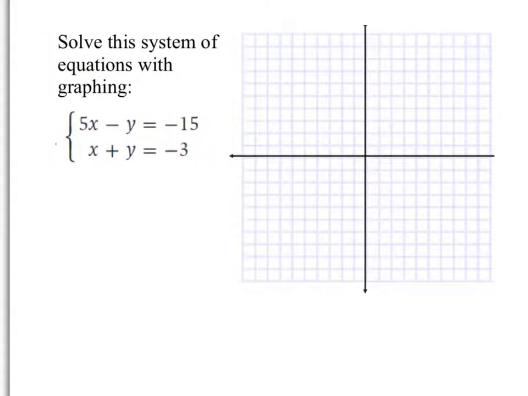Let's try solving one more with the graphing method. Let's look at our first equation. 5x minus y equals negative 15. So I'm going to start by finding both x and y intercepts. So I can plug in a 0 for the x, I can plug in a 0 for the y, and then plot the points. If x was a 0, negative y equals negative 15, or the y would be positive 15.